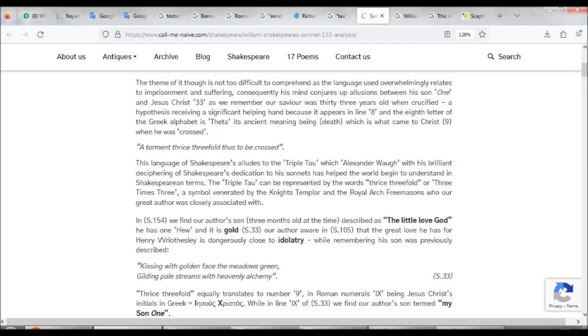So many people know it's pretty clear about Shakespeare and the triple tau. There are many other things when you go through this, in reference to Shakespeare's Sonnet 133. When we go through Shakespeare's works and many other things, what we find is these strange things. And the triple tau is very important.